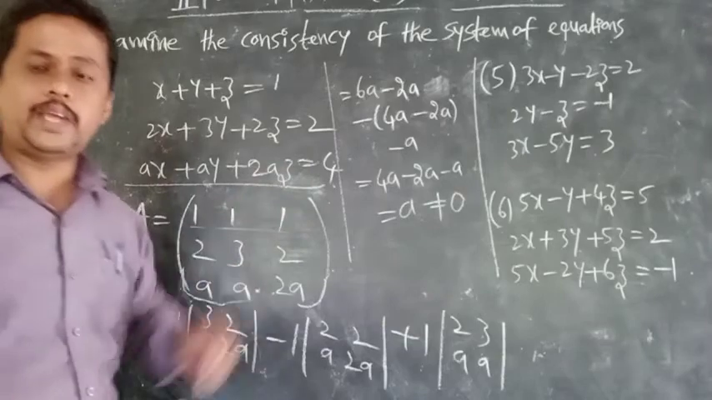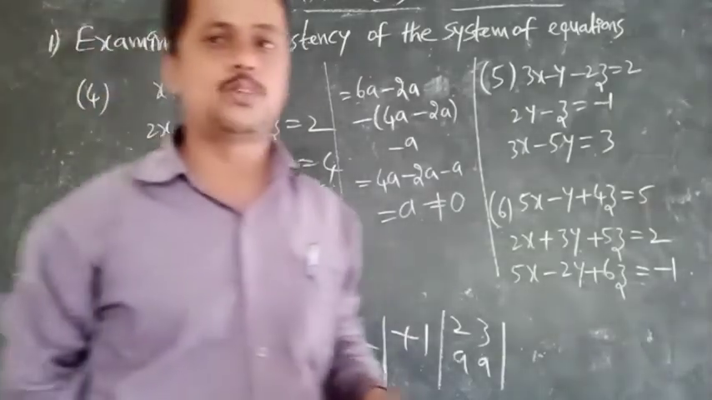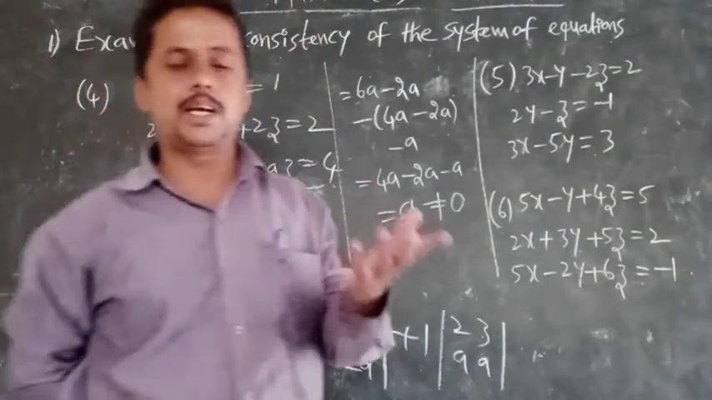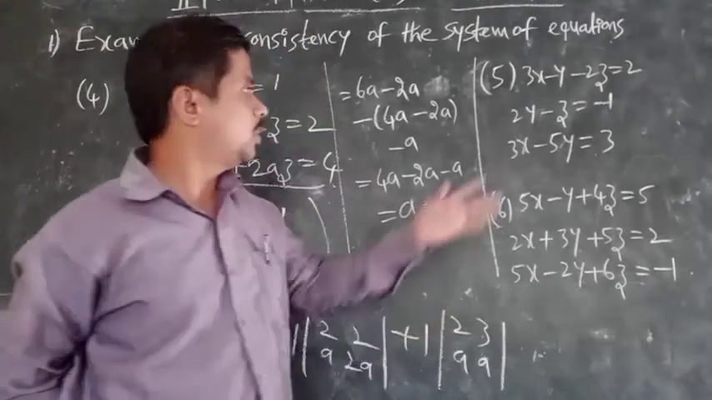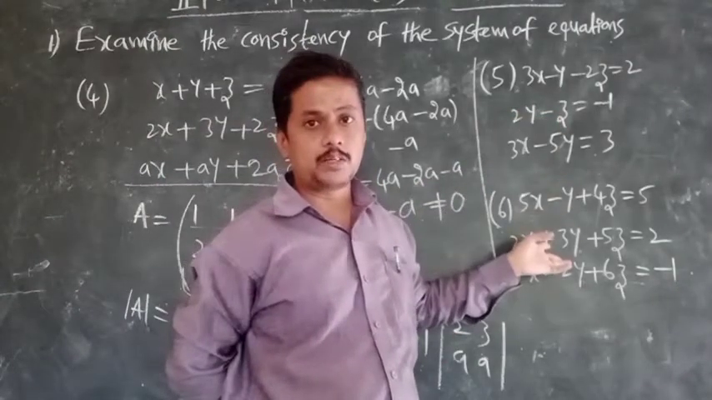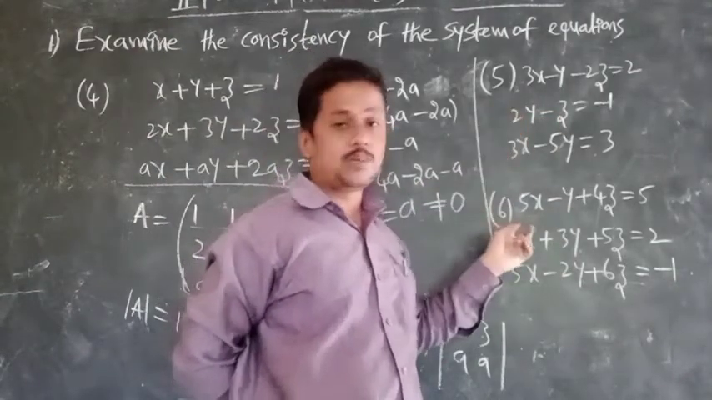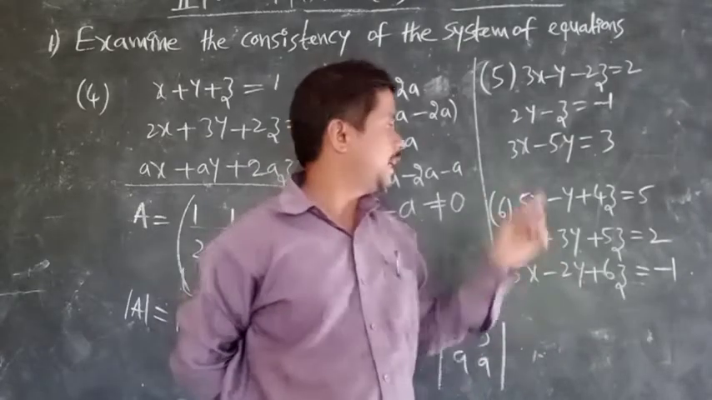Like that you have to simplify. You know how to calculate the determinant for a 3 by 3 matrix, no? So do this one as homework. The fifth one and the sixth one are the homework. Okay, write down this homework.